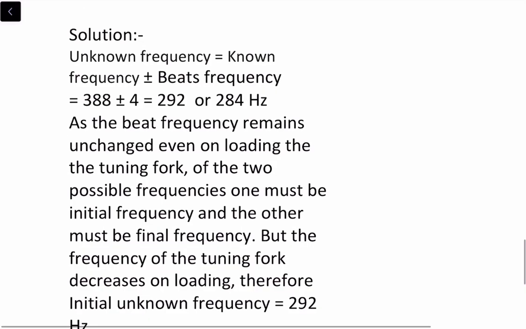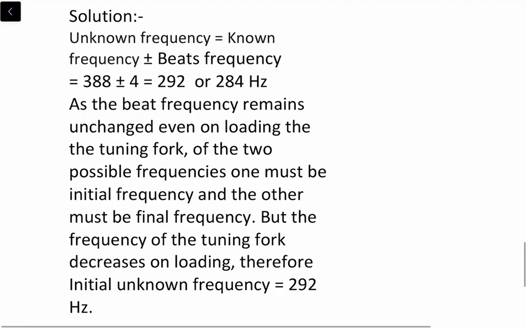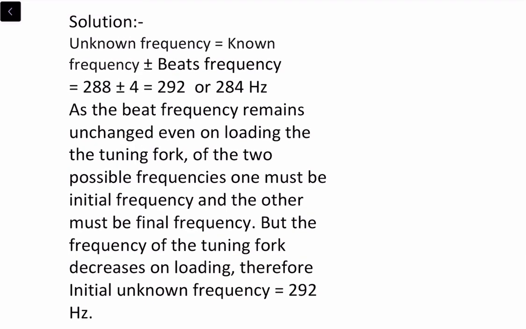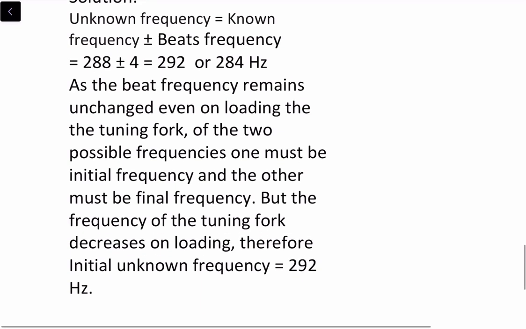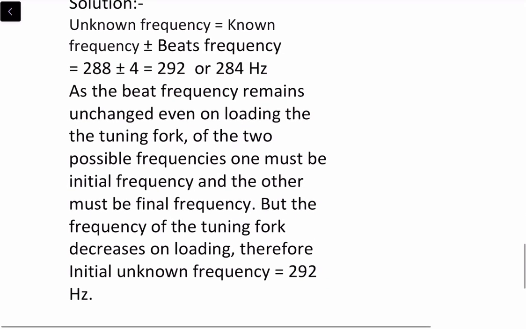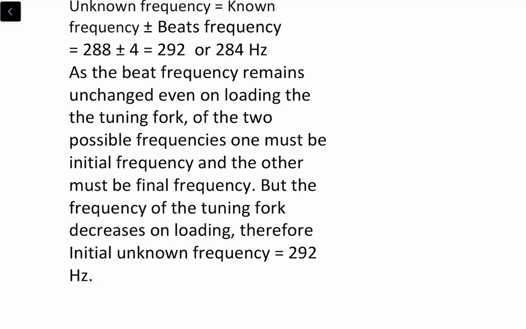Now let us see the same type of solution. Unknown frequency is equal to known frequency plus or minus beat frequency. That is 288 plus or minus 4, which is equal to 292 or 284. As the beat frequency remains unchanged even on loading the tuning fork, of the two possible frequencies, one must be the initial frequency and the other must be the final frequency.